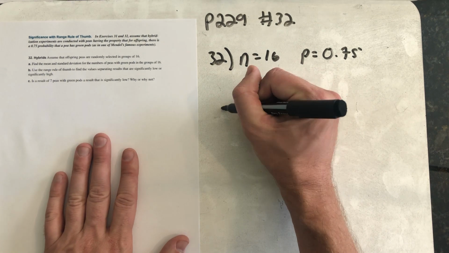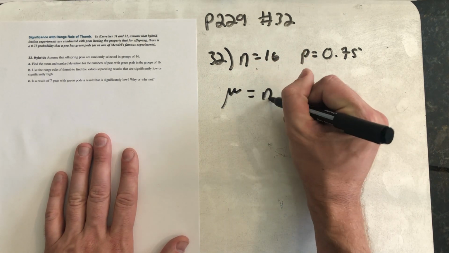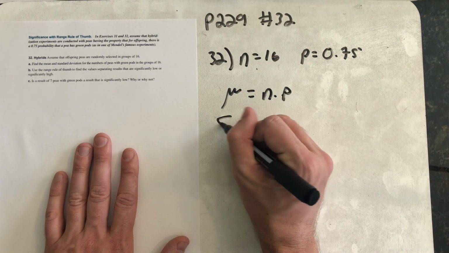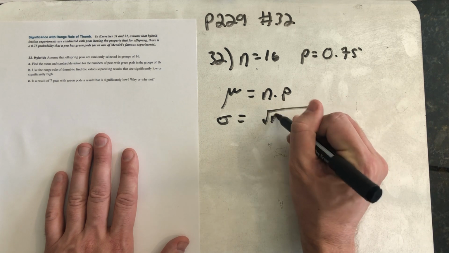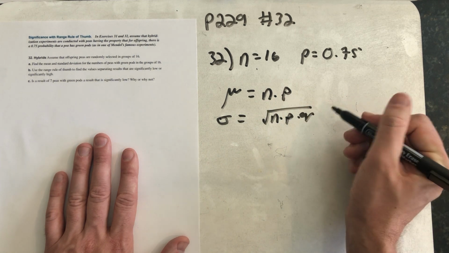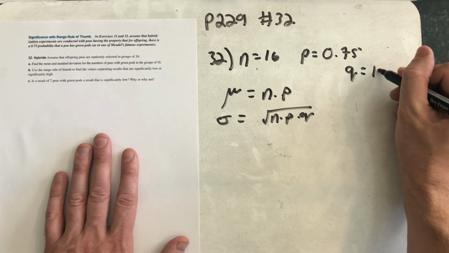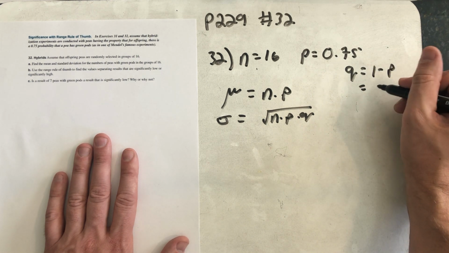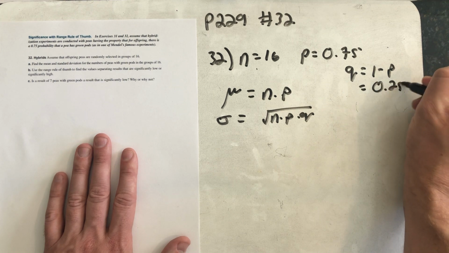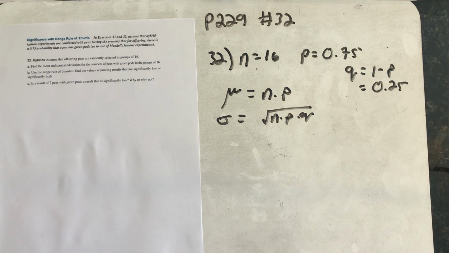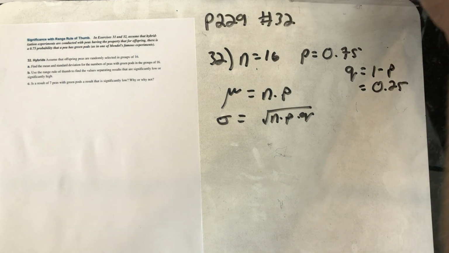So we know that the mean mu, well, that's just n times p. The standard deviation sigma is the square root of n times p times q. Well, q is the probability of failure, 1 minus p. Here 1 minus 3/4 is 1/4, so 0.25. So that's going to let us write down a mean and a standard deviation.